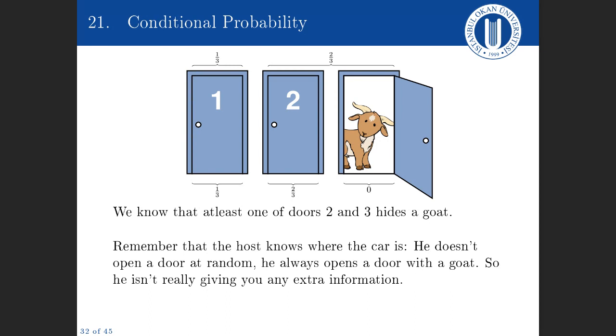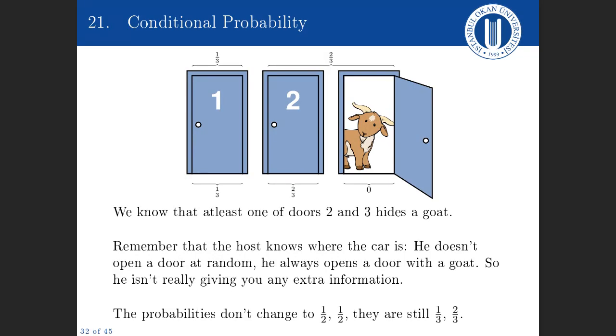And remember, the host knows where the car is. The host doesn't open a door at random. He always opens a door with a goat. So when the host opens a door, he isn't giving you any extra information. We already know that one of these 2 doors has a goat. So that means the probabilities don't change. They don't change to a half and a half. They stay with 1/3 and 2/3 because we don't get any extra information when the host opens a door.